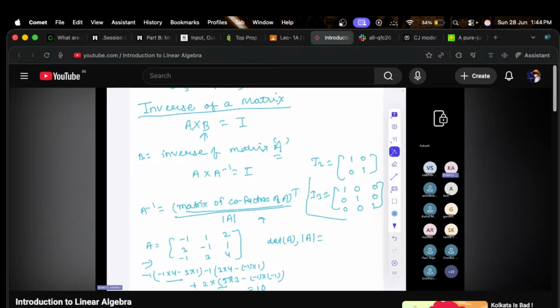So don't start with minors and cofactors first, okay? First start with the determinant and check whether the determinant is 0. If the determinant is 0, then inverse does not exist. So no need to find out the minors and cofactors, right? So first of all, you need to find out the determinant and then continue with the matrix of cofactors, okay?